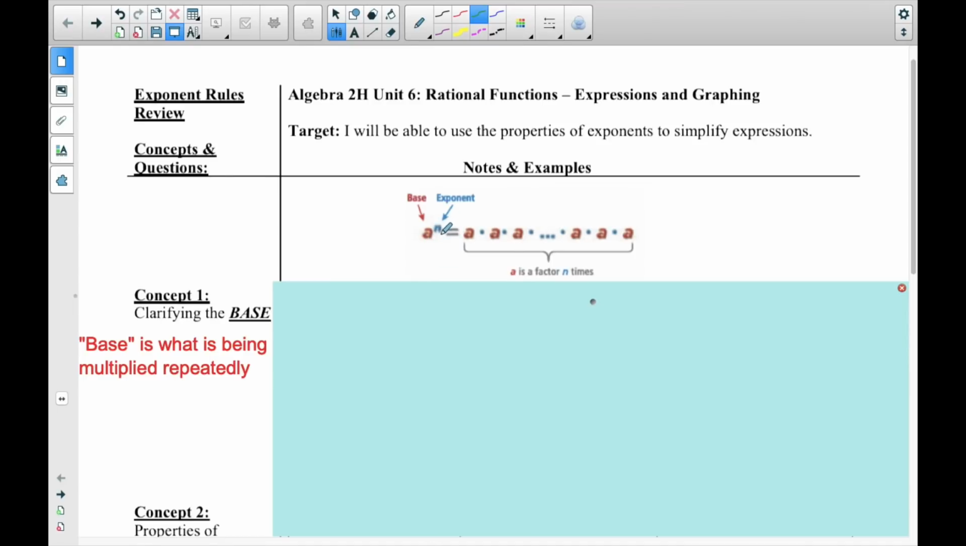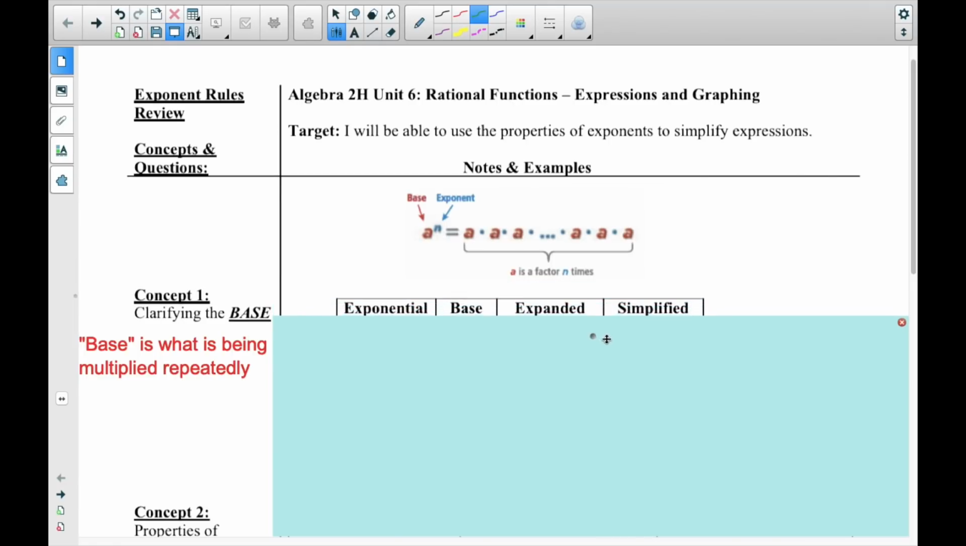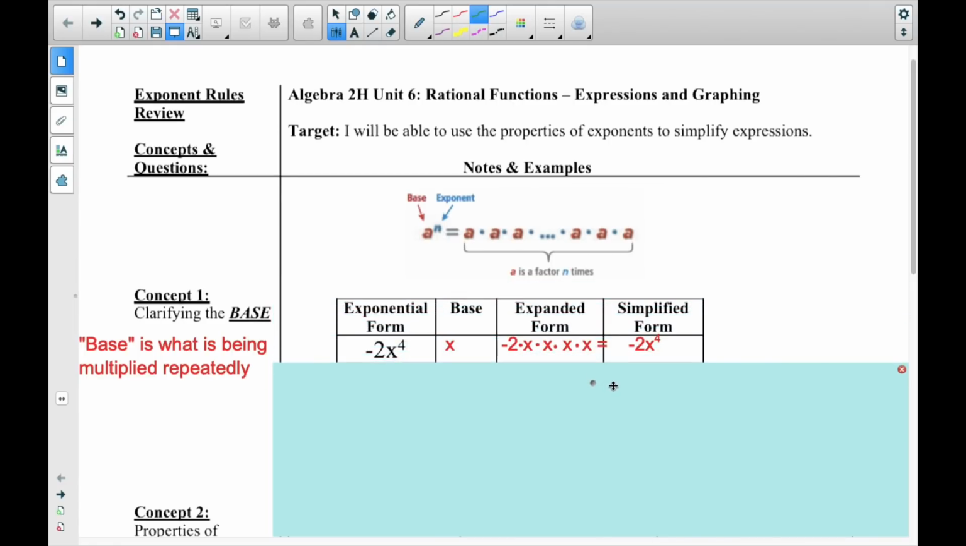First of all, when we have exponents, you should remember that the big number is called the base, and the exponent is the little number that's raised up there. And that exponent tells you how many times you should multiply it out. So if it's a to the nth power, that means you need to take a and multiply it out n number of times. Now, what we mean by the base is what is being multiplied repeatedly. So whatever it is to the power is the base.